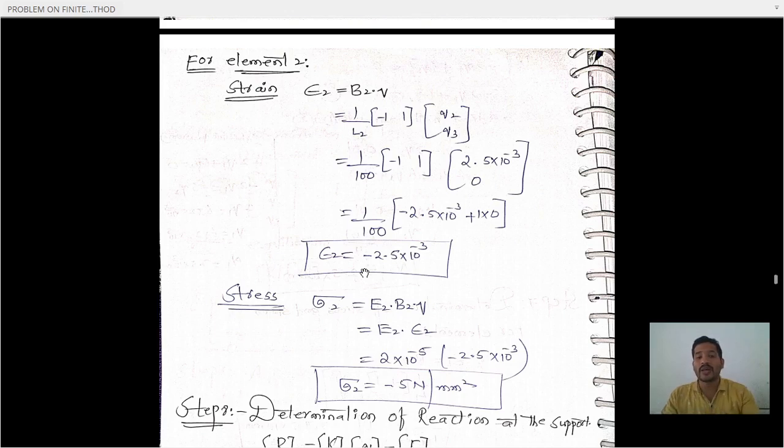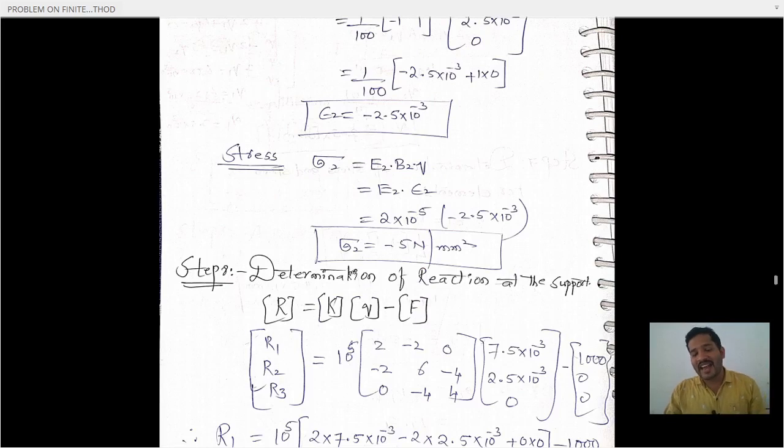Because strain does not have any unit, it is a dimensionless quantity. What can we say? Dimensionless. Please come along with me. So strain does not have any unit, it is dimensionless. After that, what do we need to find out? Stress we need to find out. The same concept we need to follow here.